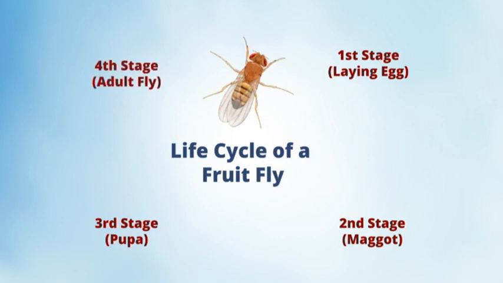The fourth stage is the adult stage. The fly, as you often see it, emerges from the case. At this stage, the fly is ready to lay eggs. Hence, the cycle repeats itself.